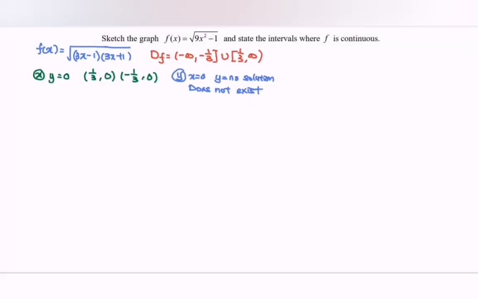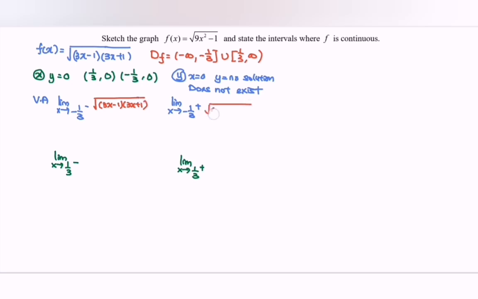Continue. Next is to find the vertical asymptote. So the limit when x approaches negative 1 over 3 from the left, the limit when x approaches negative 1 over 3 from the right. Continue. The limit when x approaches 1 over 3 from the left, the limit when x approaches 1 over 3 from the right. So kindly substitute the situation where we have the square root of (3x minus 1)(3x plus 1).